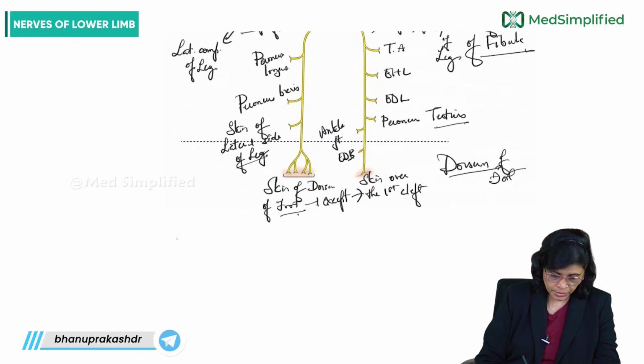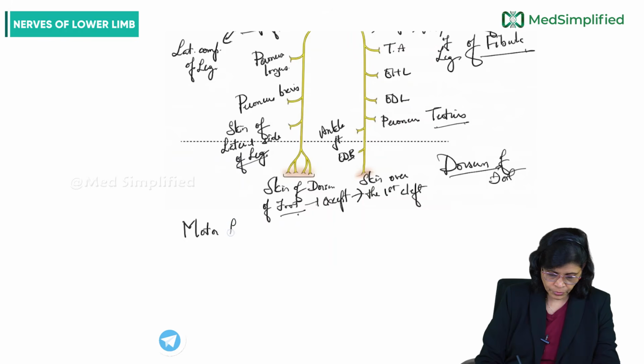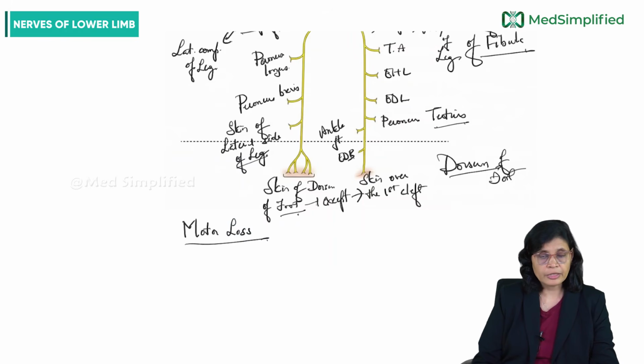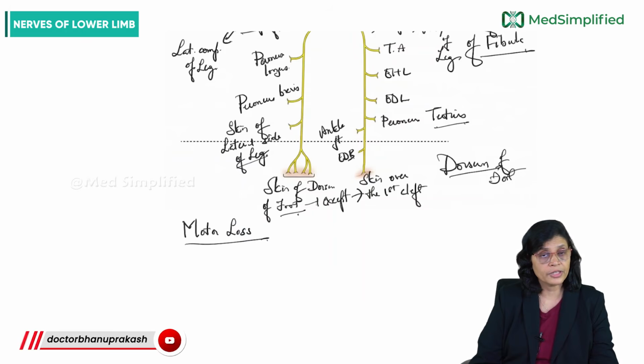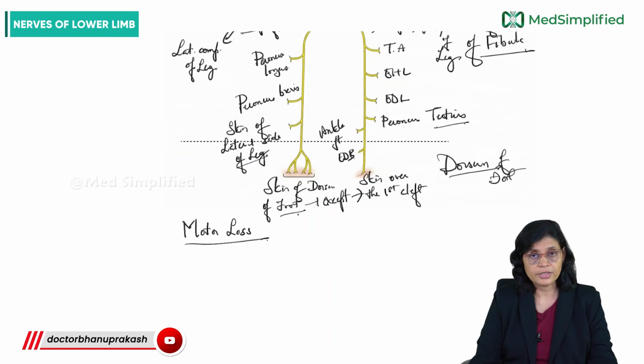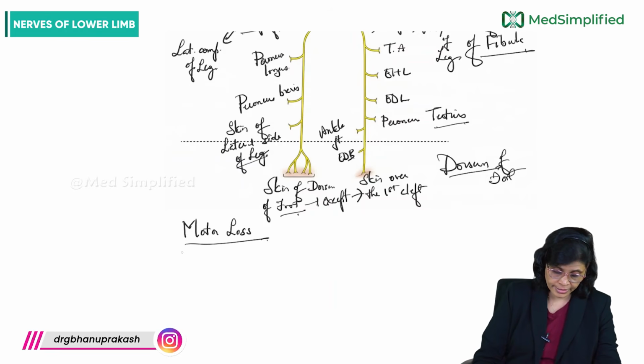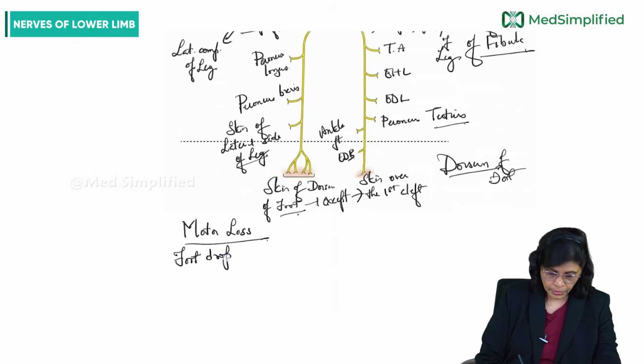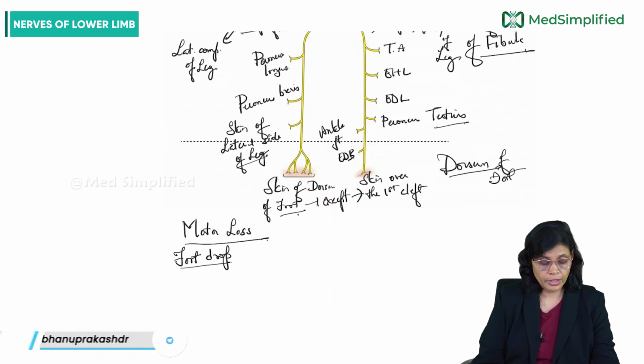So what can happen in motor loss? The nerve is supplying all the muscles of the anterior compartment, which are the extensors, isn't it? So when this nerve supply is affected, it results in paralysis of the anterior compartment muscles, which are basically the dorsiflexors of the foot. So it will result in what we call foot drop. The paralysis of the muscles of the anterior compartment causes loss of dorsiflexion of the foot.